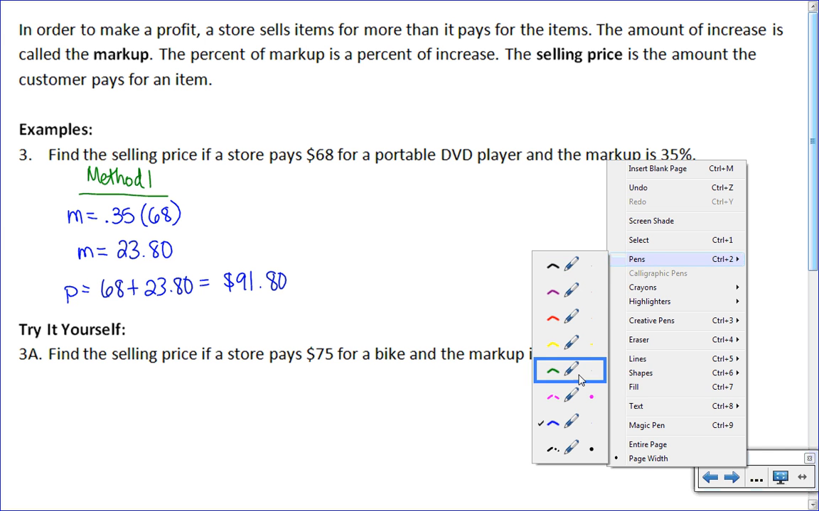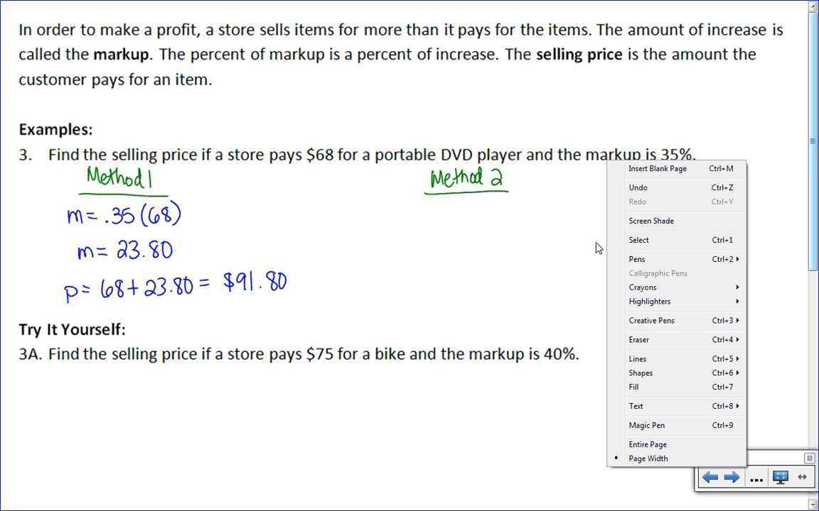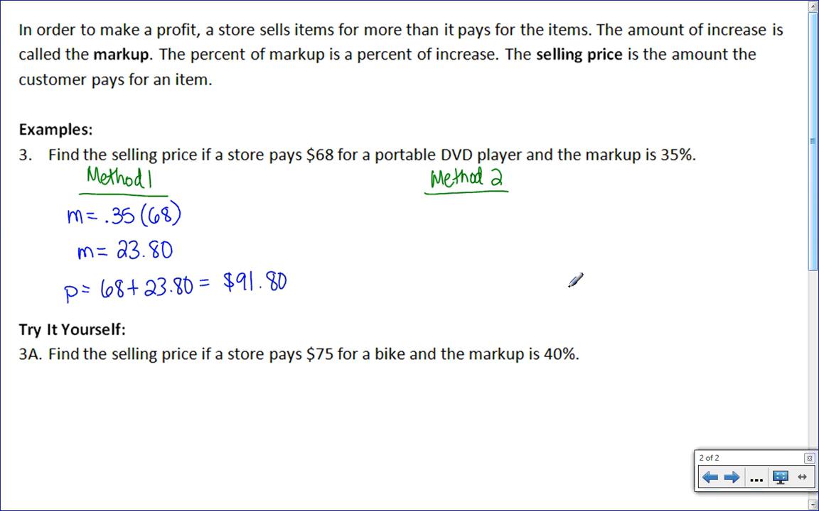Okay. And there's another way that we can approach this. Method 2 deals with looking at the percentages first and then computing the selling price. So if we know the markup is 35%, we know we're starting with 100% and then adding 35% to get a total of 135%. So this method won't actually calculate the markup separately. It'll calculate it as part of the total price.